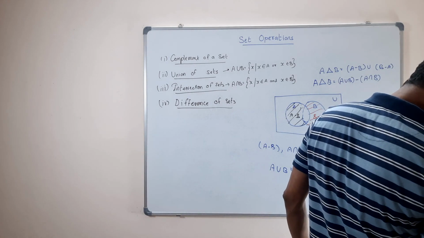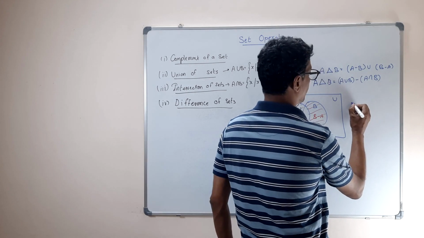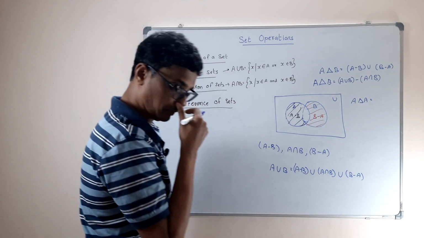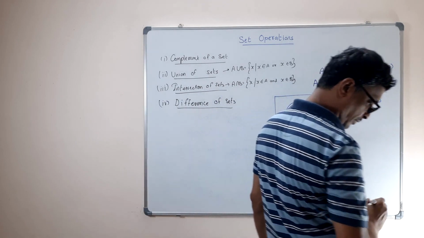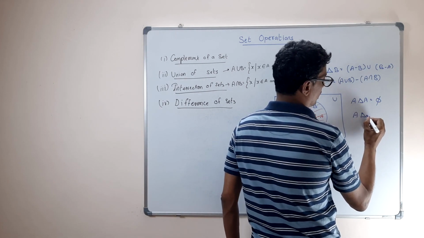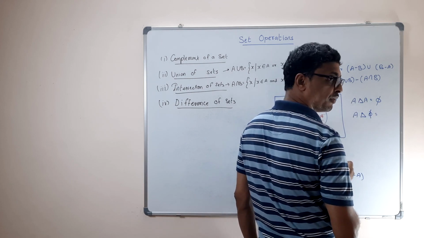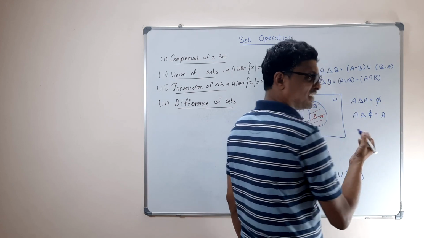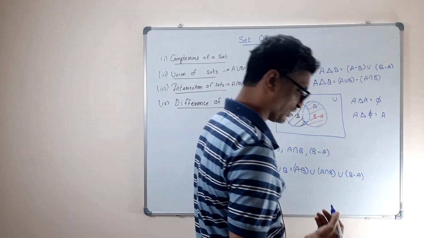Okay. And then, can you tell me what is the symmetric difference of A with A? Null set. Correct? And then what will be the symmetric difference of A with the null set? It will be A only. Simple, isn't it? Because this is A, you take only A.